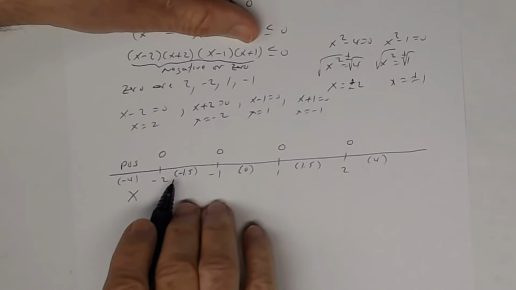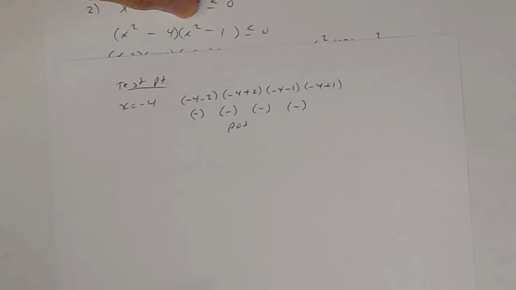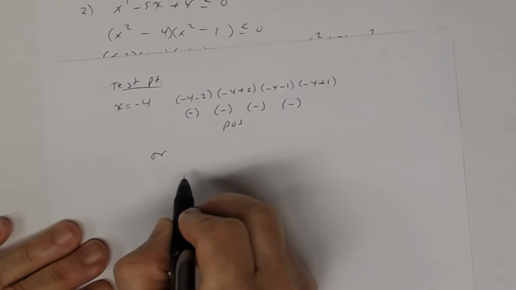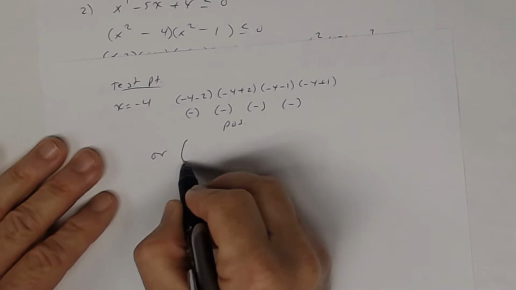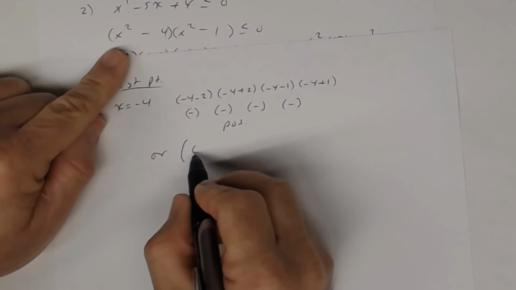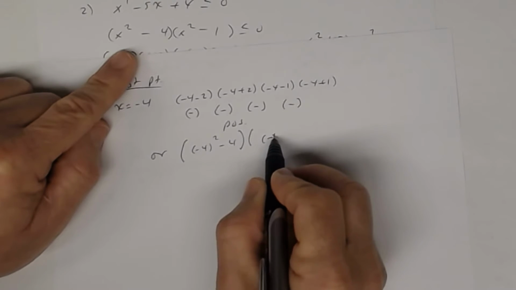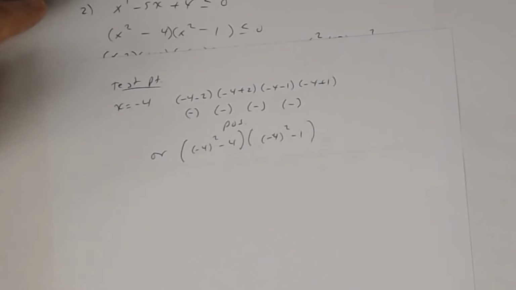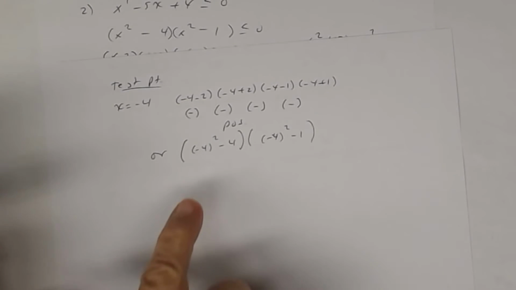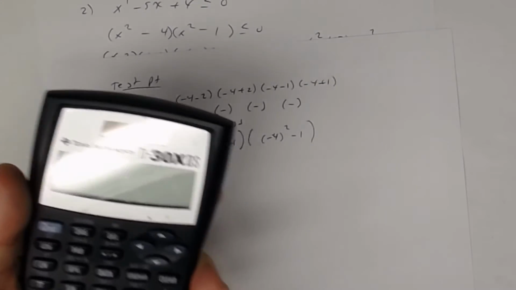Now, just before we go into the next test point, if you had used x squared minus 4 times x squared minus 1, you're probably going to need a calculator, and you have to be careful. You have x, which is negative 4, squared minus 4, times x squared minus 1. So you have to be careful when you don't factor all the way. In your calculator, make sure that when you put in negative 4, it's in parentheses.